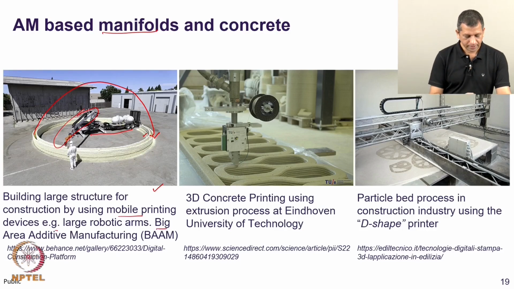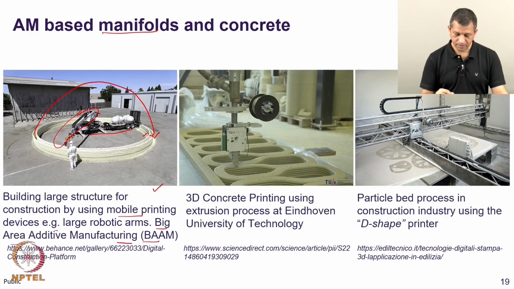The term big area additive manufacturing came from construction domain only. In the second example, 3D concrete printing is shown, which is being done using extrusion process. Each layer can have thickness of few millimeters. The ingredients are premixed and they are extruded through this channel, and the required geometry can be achieved by controlling this deposition arm, as it is done in metal or polymer or other types of additive manufacturing techniques.